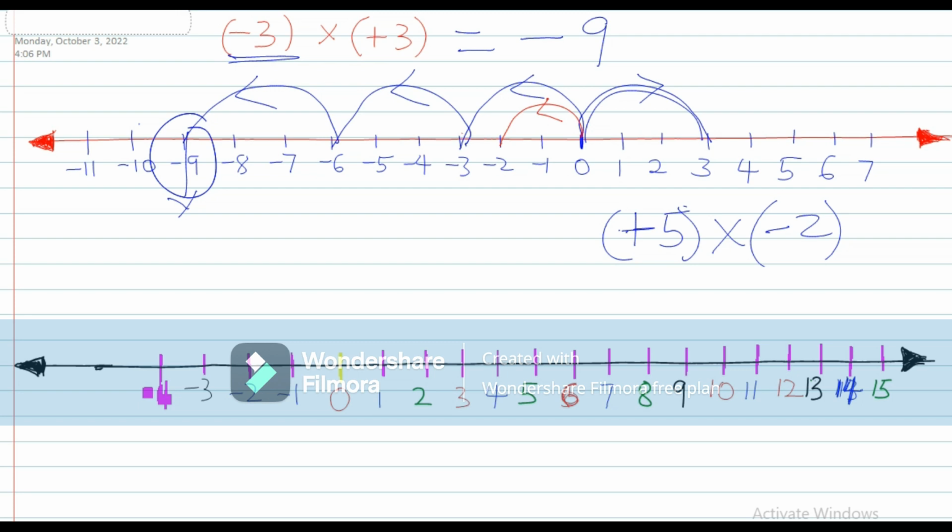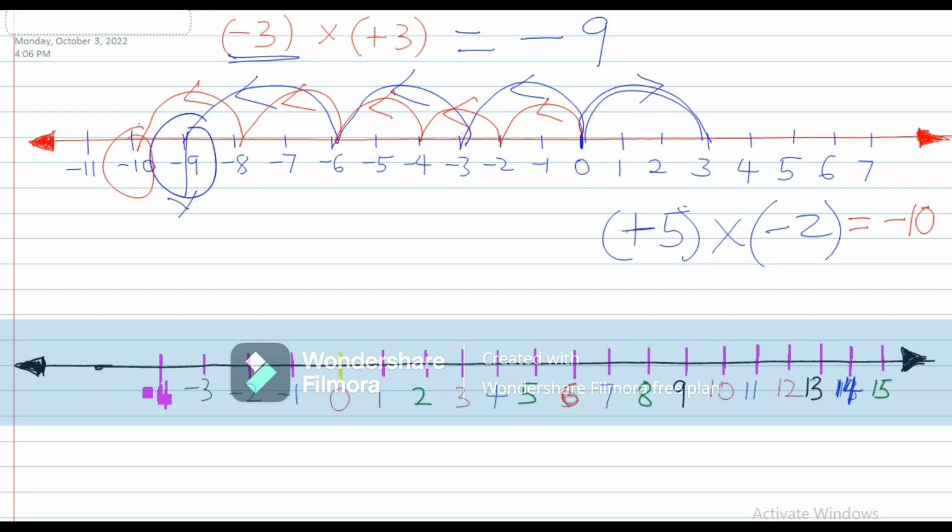But the multiplier tells us to repeat the process 5 times. That's what the multiplier is telling us to do. So we're going to do, this is 1 already. We're going 2 steps. 1, 2, 3, 4, and 5. This is where we end it. That's negative 10. And so the result of positive 5 times negative 2 will give us negative 10.